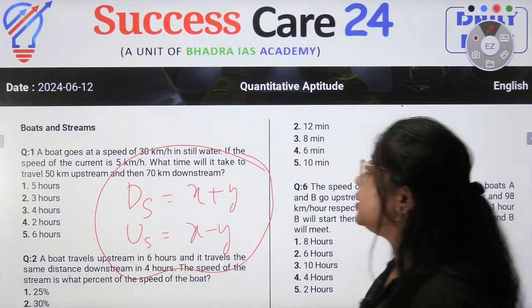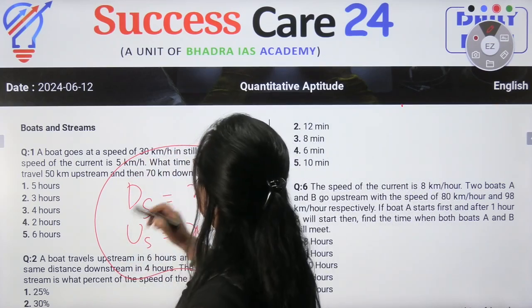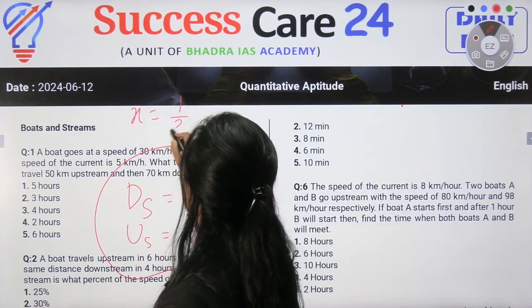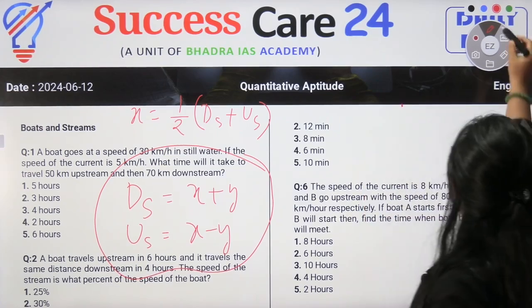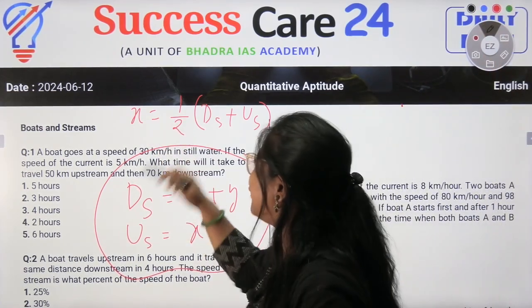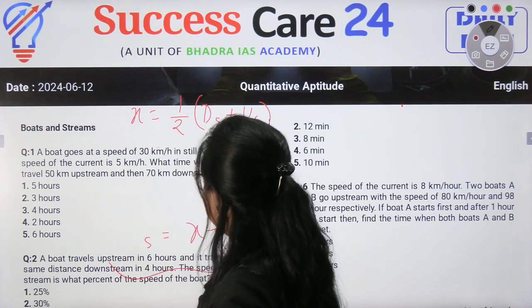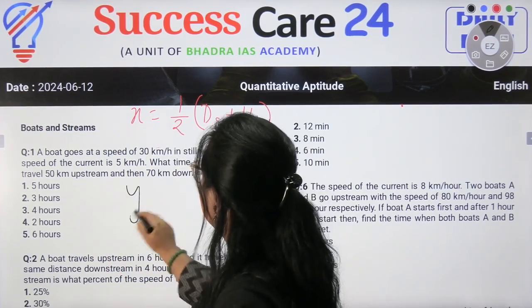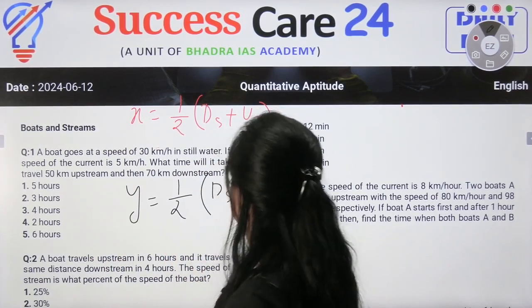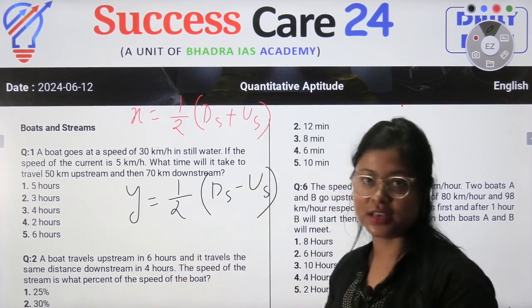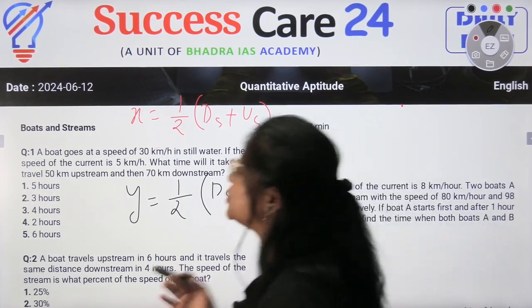So if this is known, then we can calculate the speed of the boat or the man individually. From here we get x as half of downstream speed plus upstream speed, and we get y, the speed of the current or stream, as half of downstream speed minus upstream speed. So this is the basics of boat and stream. Now let's move to the questions.